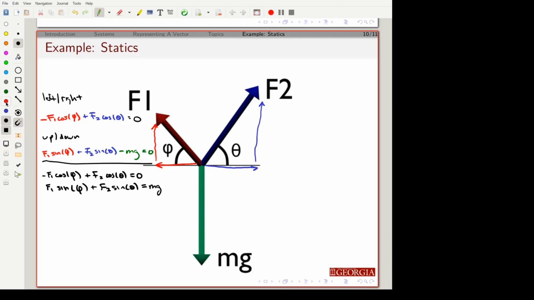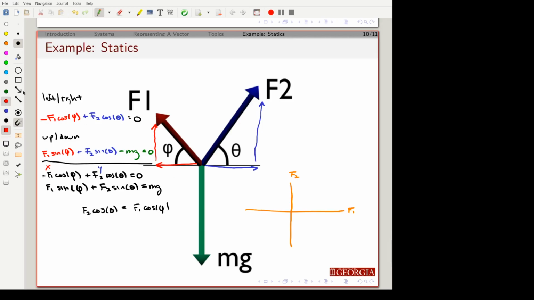I can think of this F1 as being like an x, and I can think of F2 as being like y. So if I break this up, I think about what's the relationship between F1 versus F2. Let's look at this first equation. What does this give us? Let's solve for F2. I get F2 cosine theta, if I add that to both sides, is F1 cosine phi.